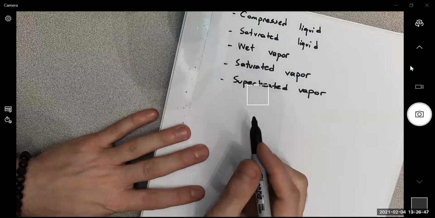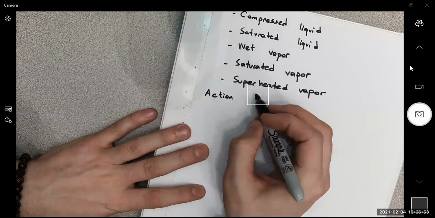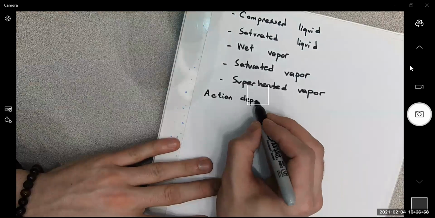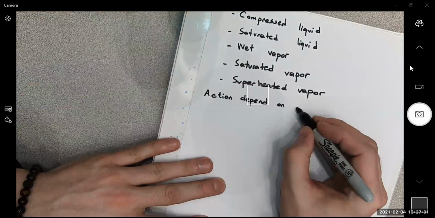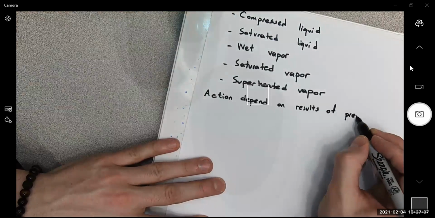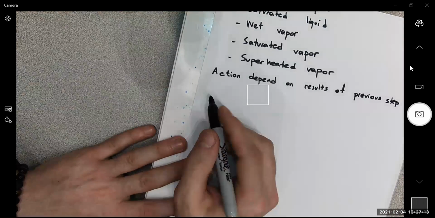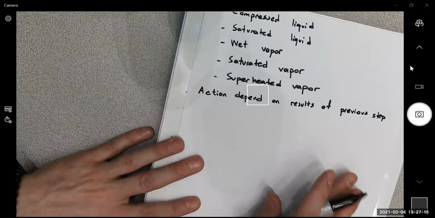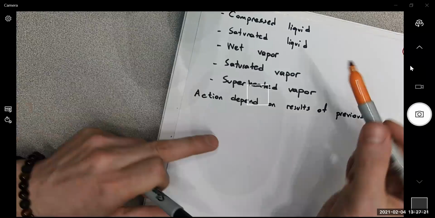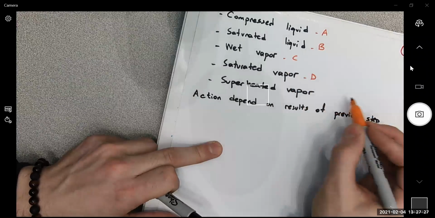Right? So the next step depends on our fluid condition. The action depends on the results of previous steps. Let's call these A, B, C, D, and E.